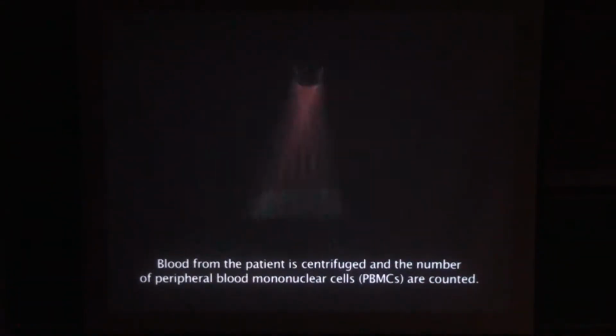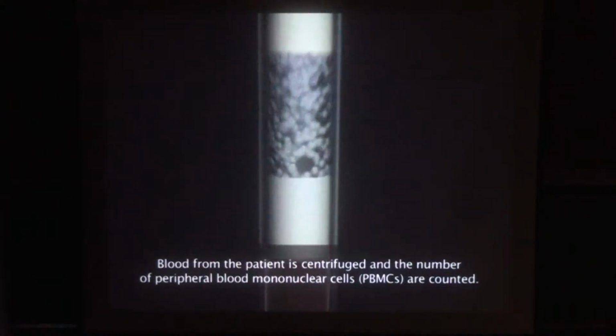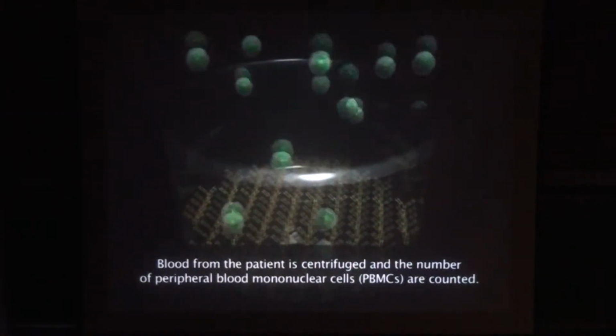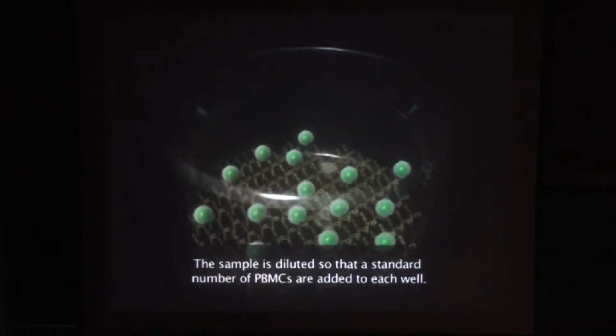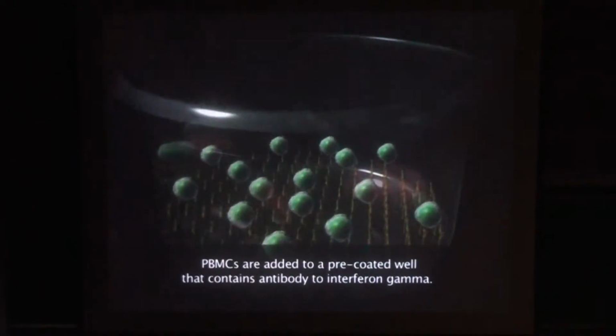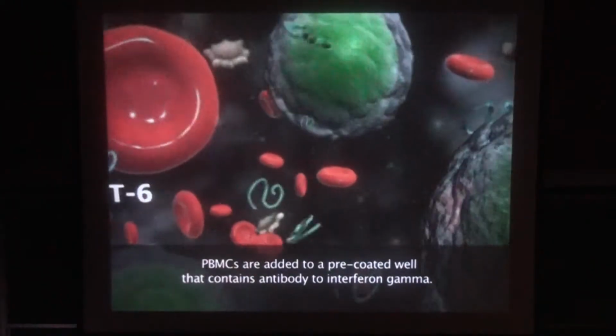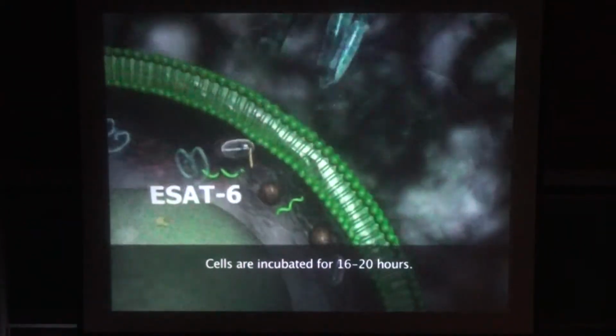Blood from the patient is centrifuged, and the number of peripheral blood mononuclear cells, PBMCs, are counted. The sample is diluted so that a standard number of PBMCs are added to each well. PBMCs are added to a pre-coated well that contains antibody to interferon gamma. Cells are incubated for 16 to 20 hours.